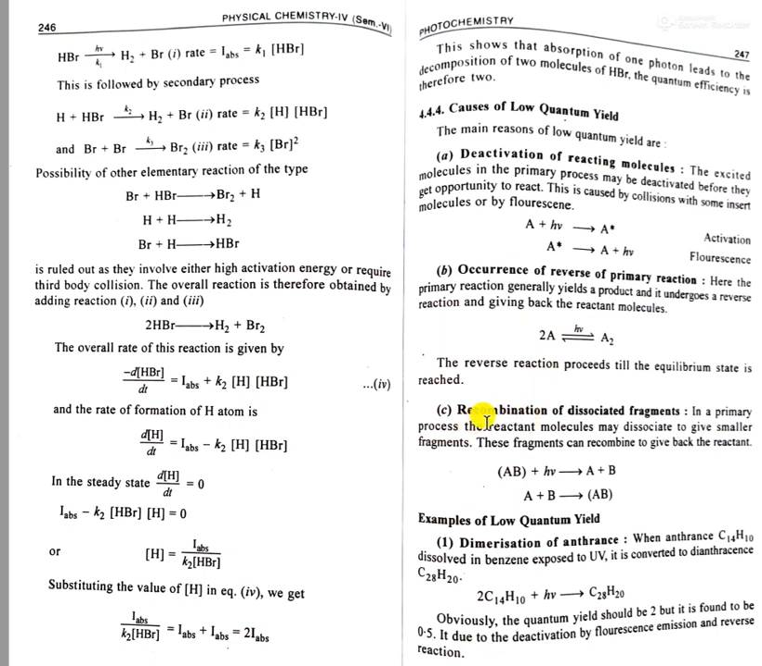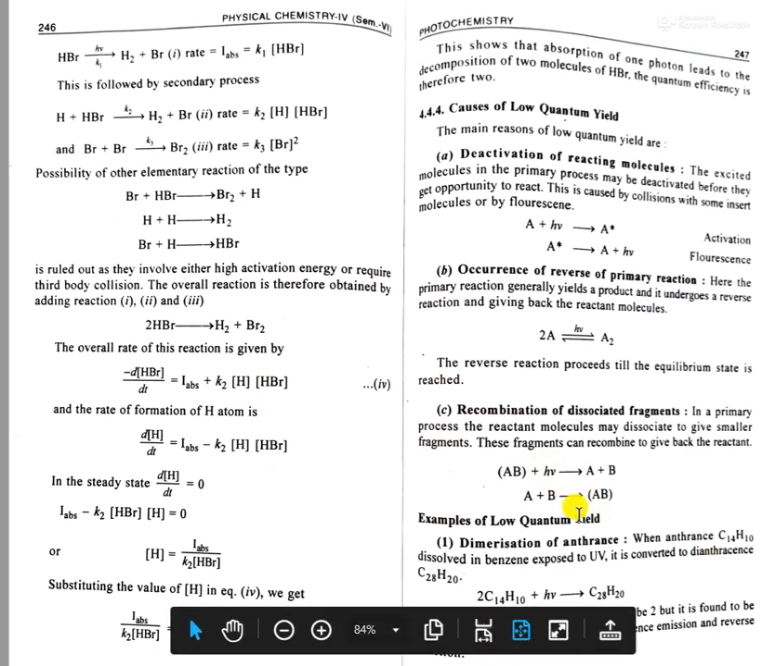Then the third condition is recombination of dissociated fragments. Suppose in a reaction like this, AB absorbing a photon undergoes homolytic fission to A and B. And in the next step, this A and B again recombine to form AB back. So in this case also the quantum yield will be lesser than 1. There are many examples of low quantum yield.